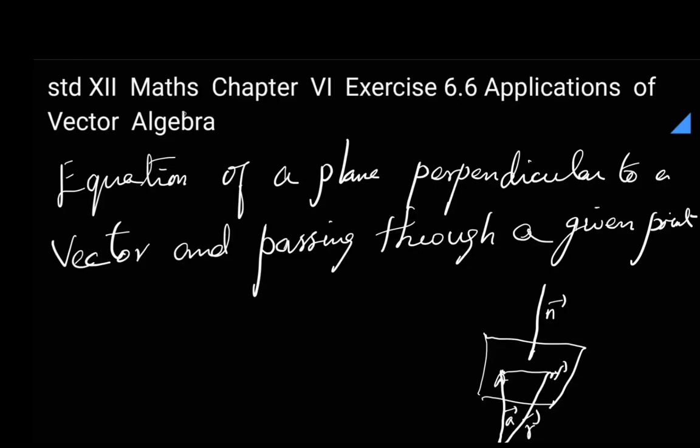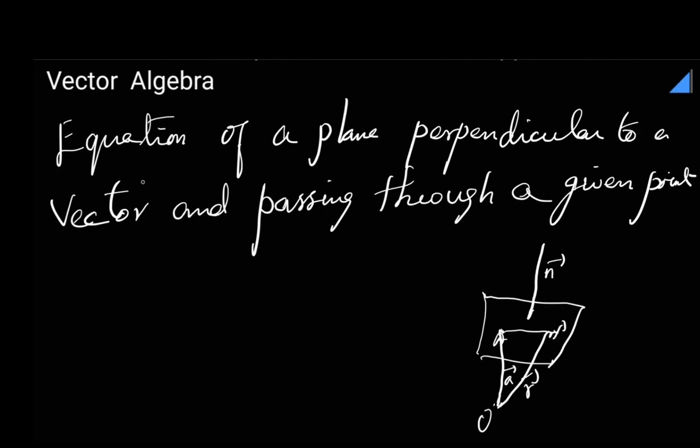See Standard 12th Maths Chapter 6, 6.6 Applications of Vector Algebra. So, second form: equation of a plane perpendicular to a vector and passing through a given point. See, this is a plane given for you and it is perpendicular to the vector n, and also it passes through the point A, where P is an arbitrary point.